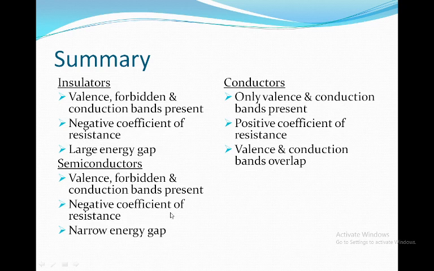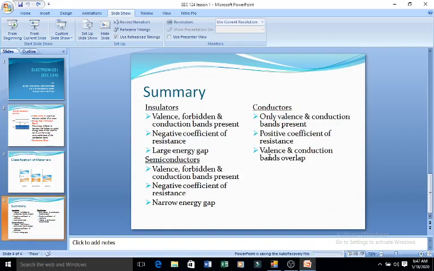They also have a negative coefficient of resistance. But for conductors, you have only the valence and conduction bands present. The two also overlap, as we have said earlier, and there is a positive coefficient of resistance. So should we increase the temperature, the resistance increases, meaning that it will not conduct as well as it does at low temperature. So that will be the end of the lecture for today.